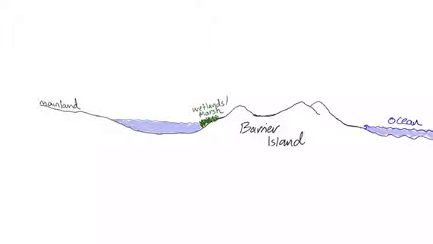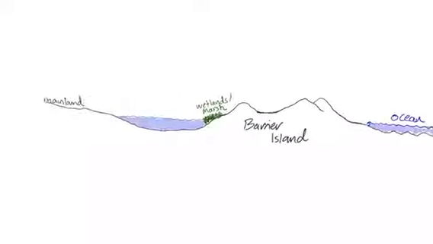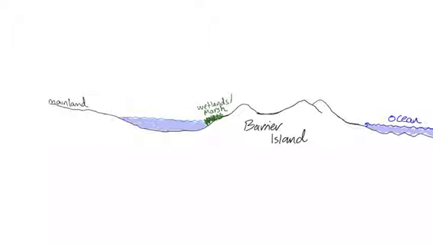Here we're going to look at the basic parts of a barrier island. So this diagram is just a really general barrier island diagram. We have the mainland on the left, in this case over here, and then we have this small body of water that separates the mainland from the barrier island. This body of water is called a lagoon. So that's this shallow body of water that separates the mainland from the barrier island.